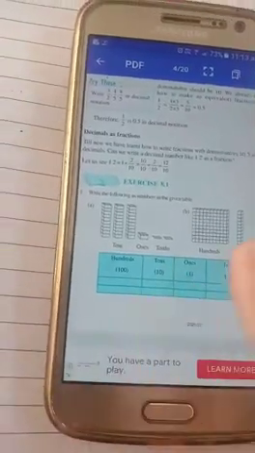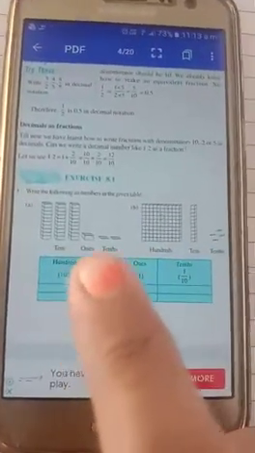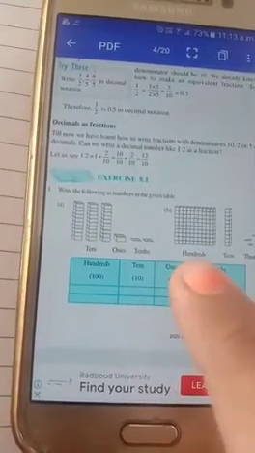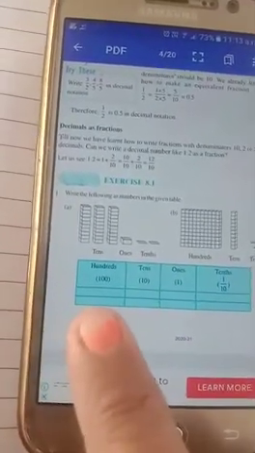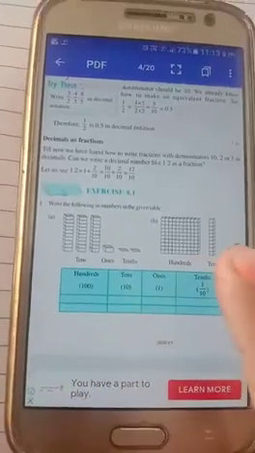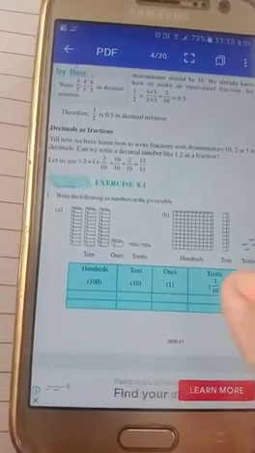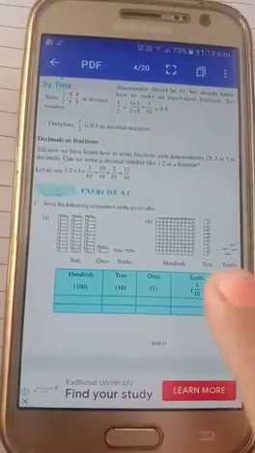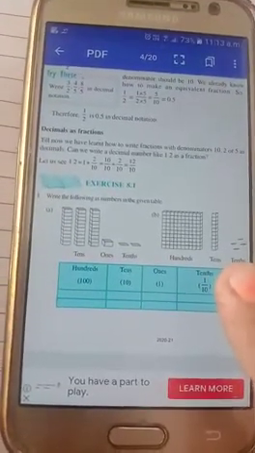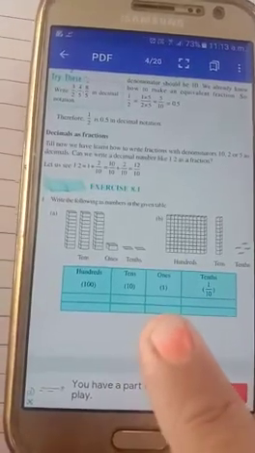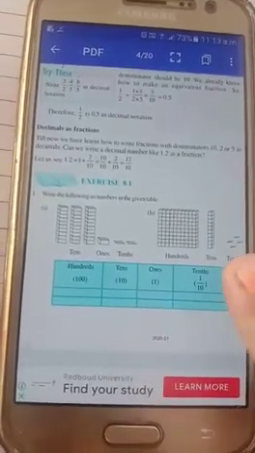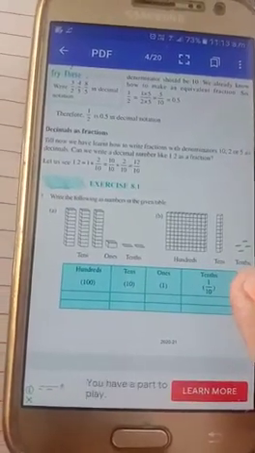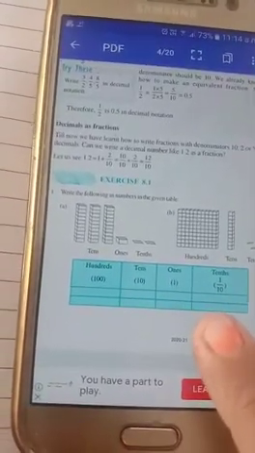Similarly, in the second part also, we have one big block in hundreds place, which means you have to write 1 here. Then one block is in tens place, so you have to write 1 here. We don't have any block in ones place, so here we write 0. Then we have 4 small blocks in tenths place, so we will write here 4.